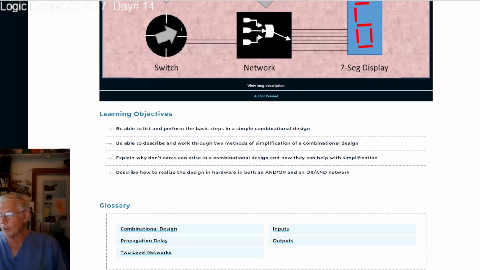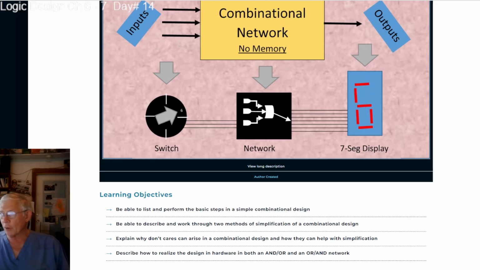I want you to be able to list out the major steps in a simple combinational design. So in our combinational world, we have an input, and it sends some number of bits into this network, and we get some number of bits out, and the bits going in absolutely determine exactly what comes out, because there's no history, no memory inside the network.